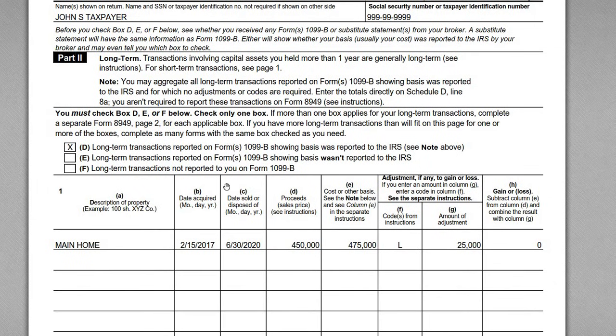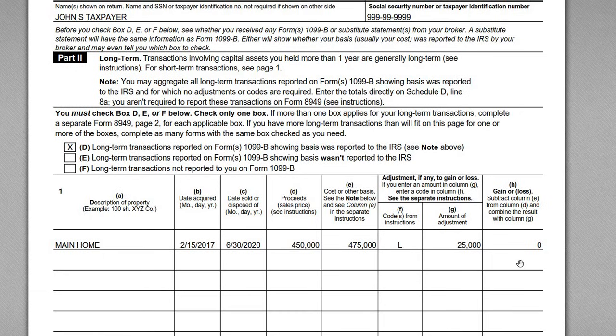So if we go back to the 8949, again, this is a long-term transaction because John's held it for 4 years, or a number of years, whatever it is. And so this is his main home. That's an appropriate description. Date acquired, date sold. There we have the gross proceeds from the sale, and then cost basis is what John bought it for, $475,000. Now, Code L here is an adjustment to report a non-deductible loss, right? So a personal loss. So if we didn't have Code L here and we didn't have column G with the adjustment, we would have a capital loss here of $25,000, which he's not allowed to take.